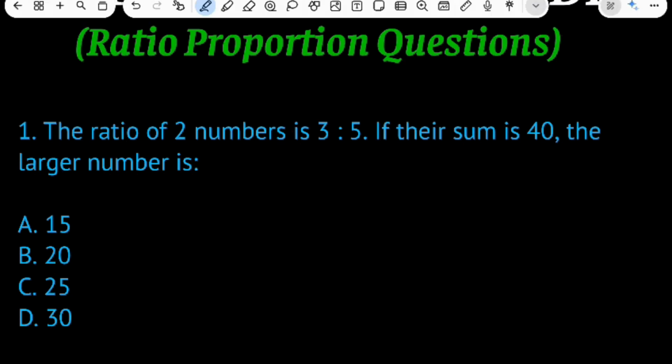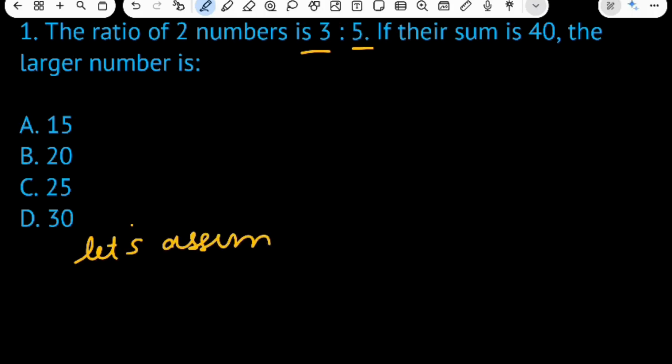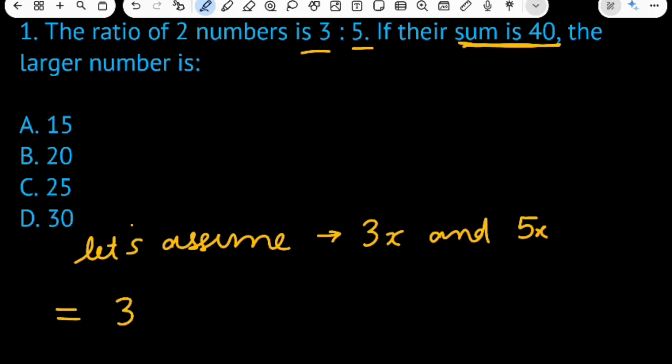First of all, students, we have to assume that whatever the two numbers we are given, like here 3 and 5, let's assume that we have two numbers, 3x and 5x. Simple. Now we are provided that the sum of these two numbers is 40, so we write: 3x plus 5x is equal to 40, right?